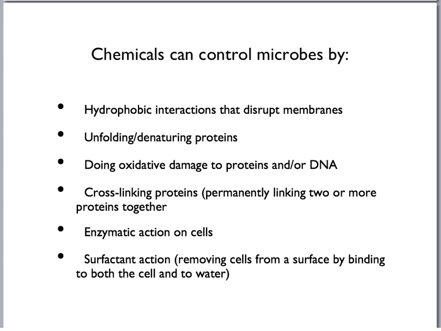Chemical methods can control microbes by hydrophobic interactions that disrupt membranes. Membranes rely on maintaining their hydrophobic association with each other, and anything that disrupts that association has a tendency to poke holes in the membrane. They can unfold and denature proteins. They usually do this by either chemically modifying the proteins, oxidizing them or breaking bonds so that they're not the same shape anymore, or through hydrophobic interactions that cause proteins to sort of flip inside out.